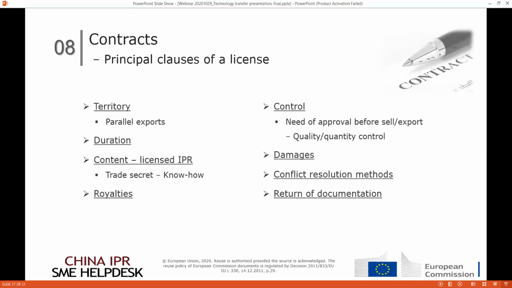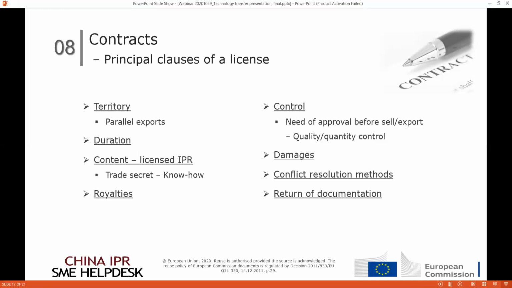Also, it is advisable to have a clause on conflict resolution methods. The most common ones are arbitration and mediation. Also, it's very important to determine the jurisdiction, because maybe you want a very specialized court to take your case, and then you can choose one of the intellectual property courts of China as the jurisdiction for your conflict. And in this case, you will have a very expert judge, more than capable of understanding and judging a complex case.